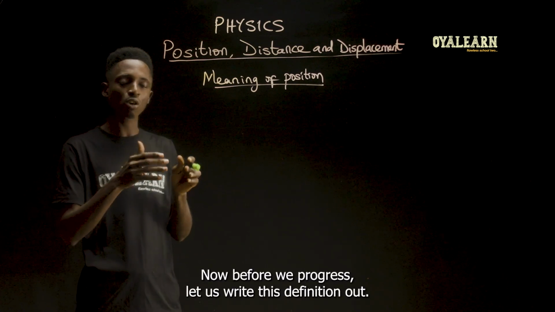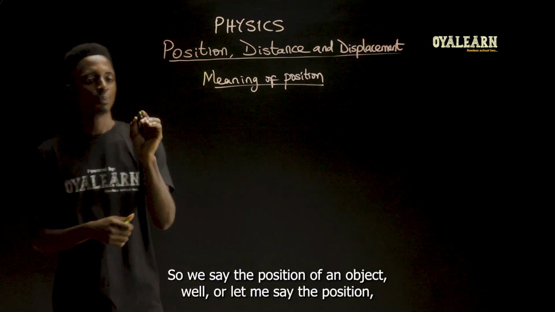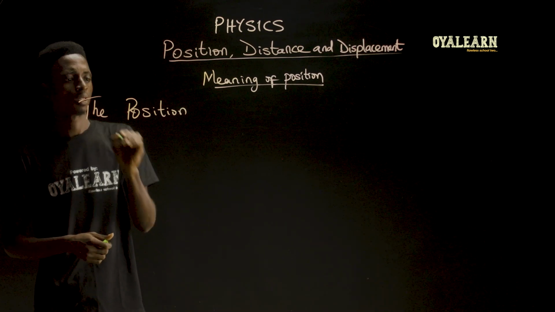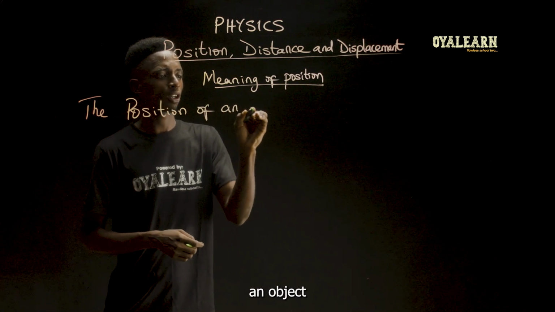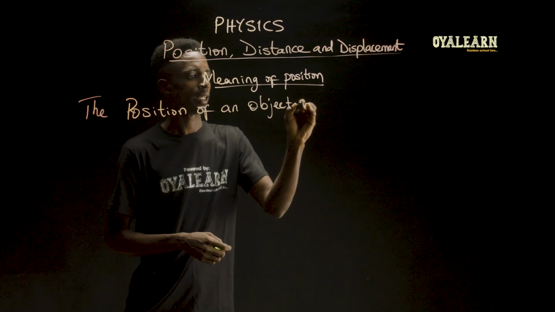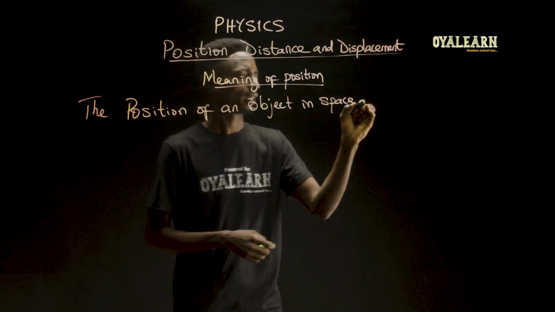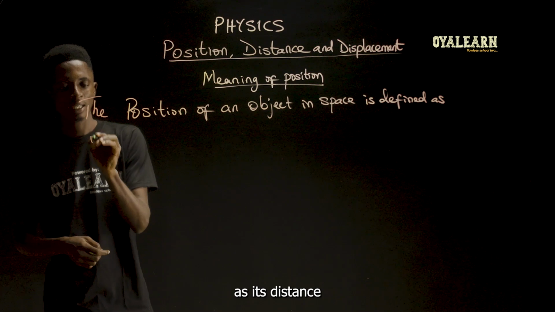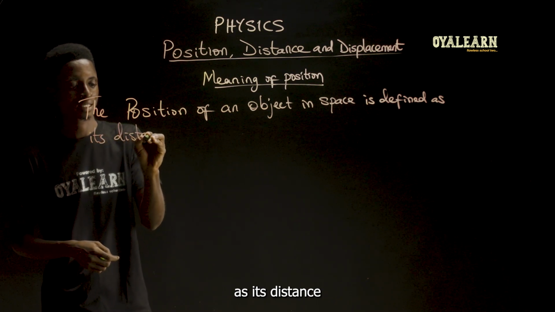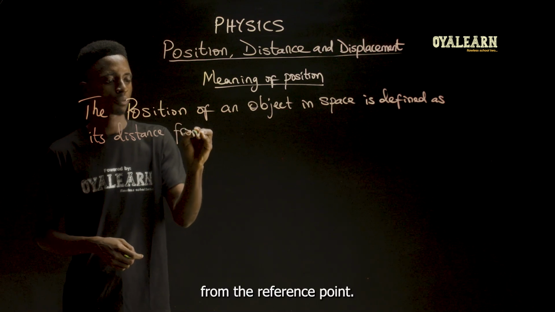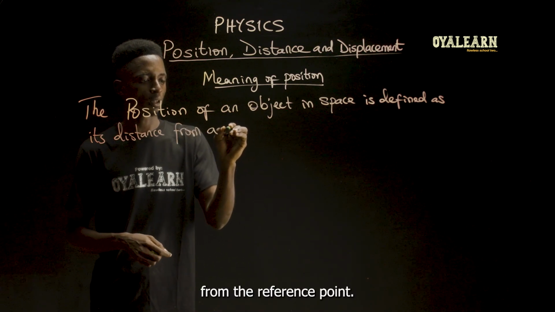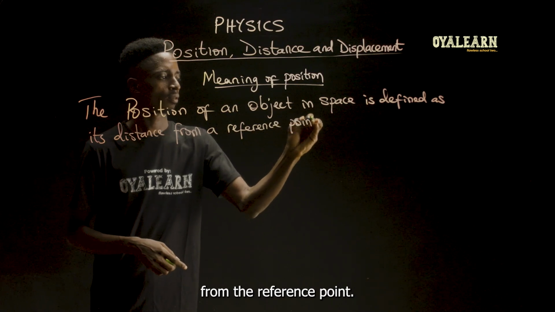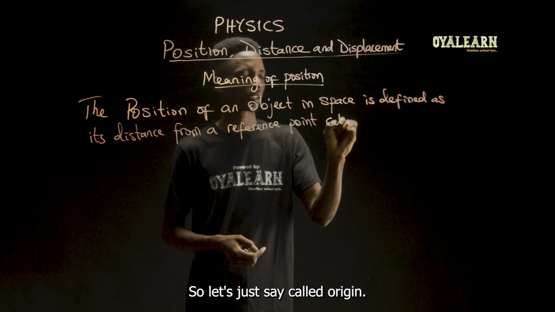Now, before we progress, let us write this definition out. So we say the position of an object in space is defined as its distance from a reference point, let's just say called origin.